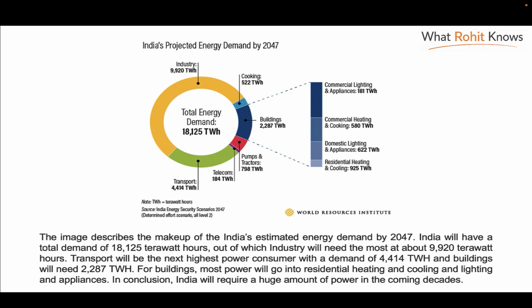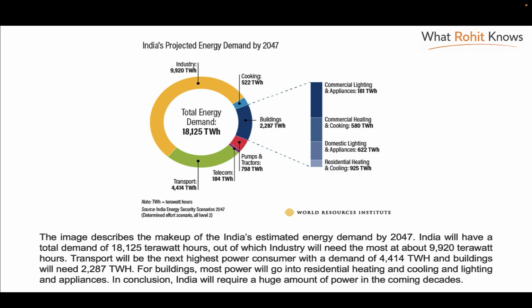So it first tells you about the makeup of total energy demand, and then zooms in on the makeup of power consumption in the building sector. So that's why it's sort of a combined, a hybrid type of image. And we'll just refer to this as the image or the picture in our response. So we say the image describes the makeup of India's estimated energy demand by 2047.